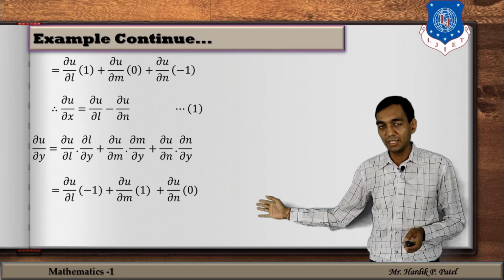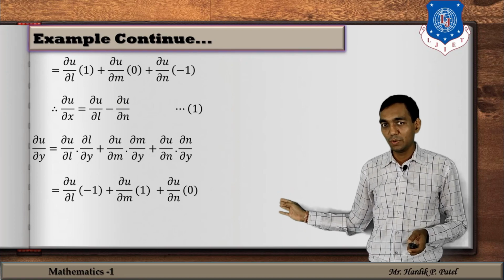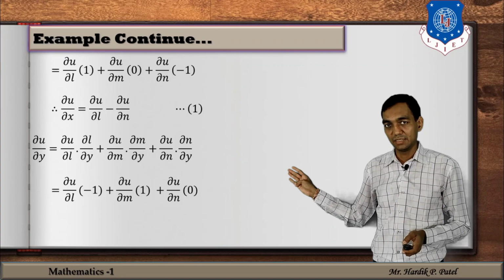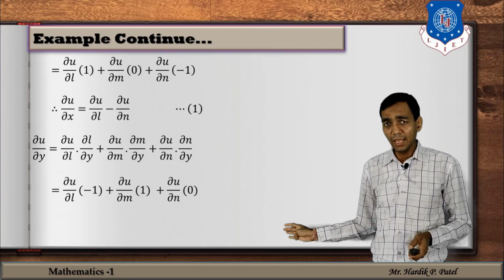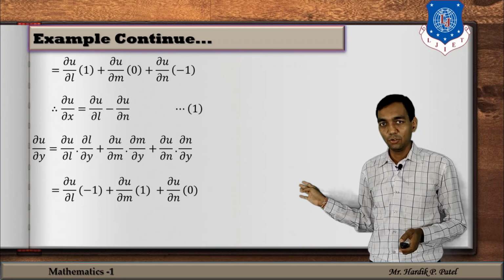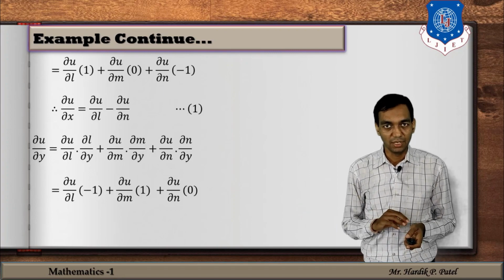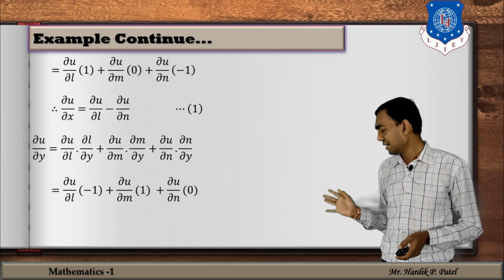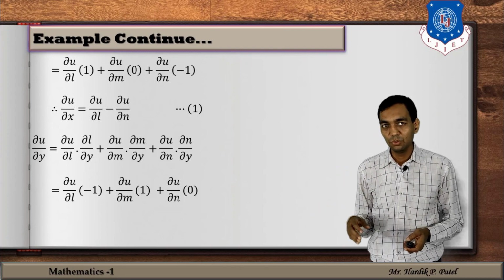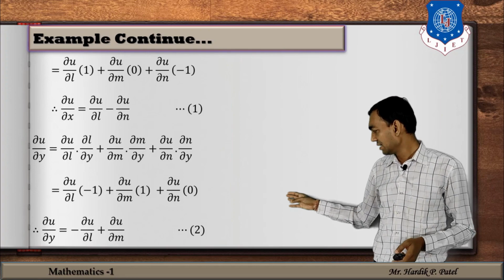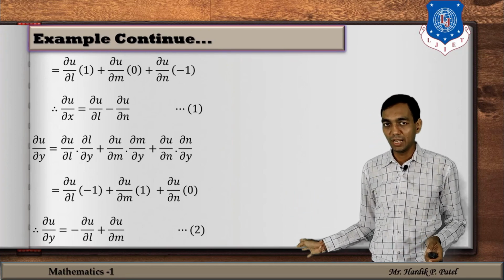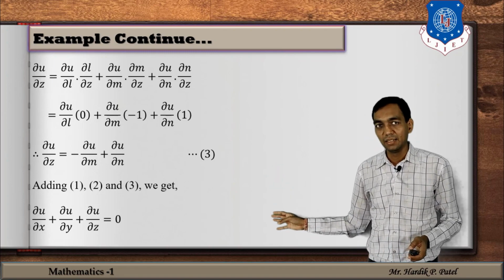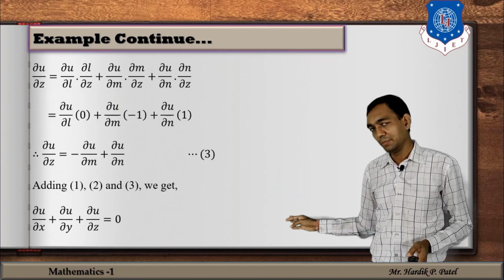In the same manner, if you are finding del u by del y, then it is del u by del L into del L by del y plus del u by del m into del m by del y plus del u by del n into del n by del y. Again putting the value of del L by del y, del m by del y and del n by del y, that will give you, after simplifying, minus del u by del L plus del u by del m.